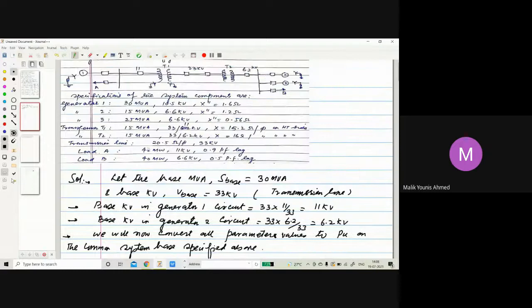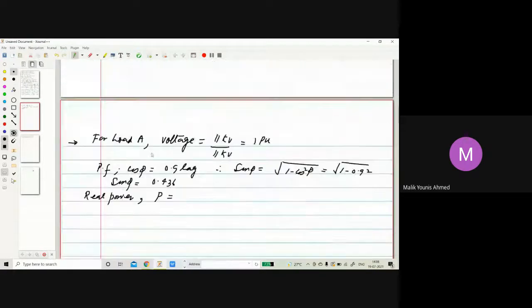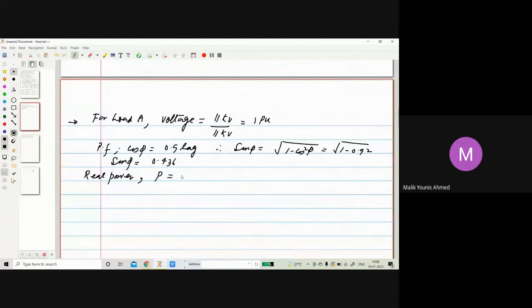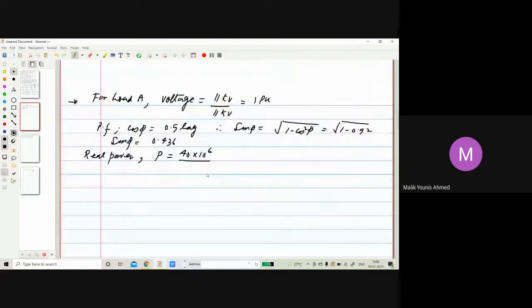You can see in load A, the actual value is 40 megawatts, 10 to the power of 6. The base value, for load A, the complex power base will be the same, because for real power and reactive power the base value is always the complex power. So that will be 30 into 10 to the power of 6, 30 megavolt-ampere. So this and this are cancelled. So 4 by 3 will come out to be 1.333 per unit.